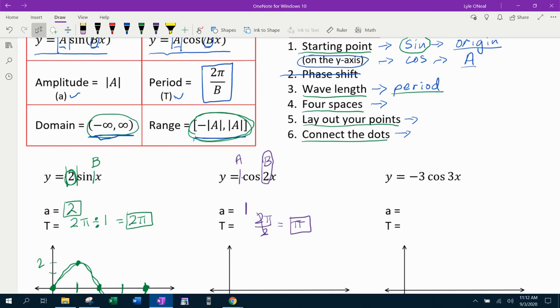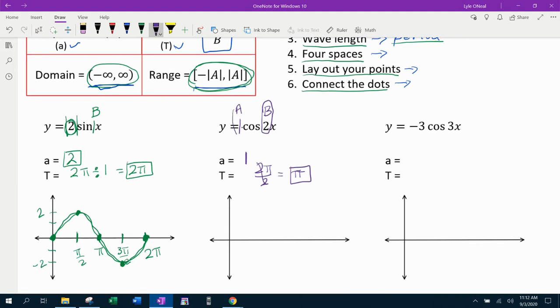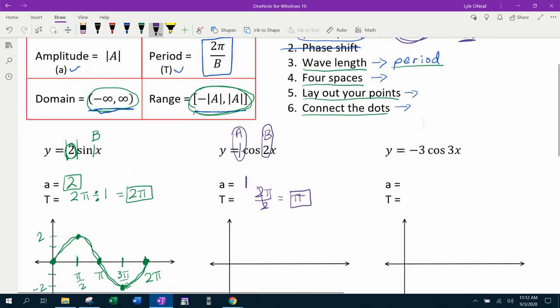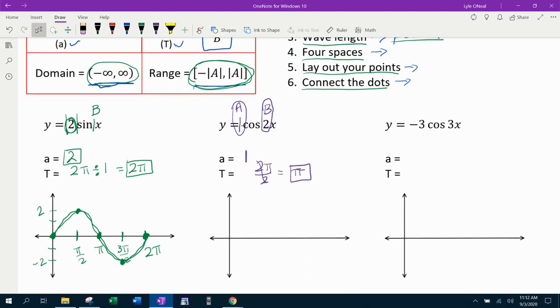Now, for our starting point, since this is a cosine function, we're going to start at a. And the a value was +1. And remember I said that that starting point is going to be on the y-axis. So on the y-axis, we're going to come up here to 1 and put a dot. That is our starting point for cosine on the y-axis at a, at 1.